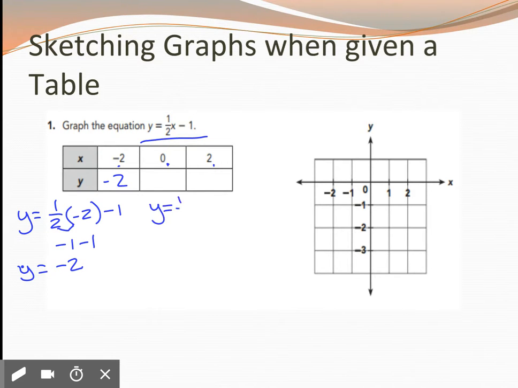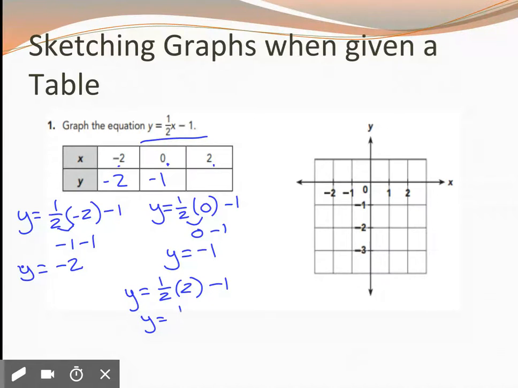My second point, I'm going to plug in the 0: 1/2 times 0 minus 1. Well, we know that anything times 0 is 0, so minus 1. So y equals -1. And last, I'll plug my 2 in. y equals 1/2 times +2 minus 1. So I have y equals 1 minus 1. y equals 0. So my 3 points are -2, -2, 0, -1, and 2, 0.